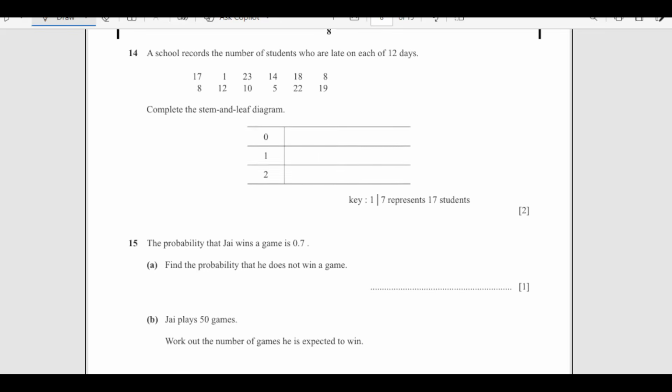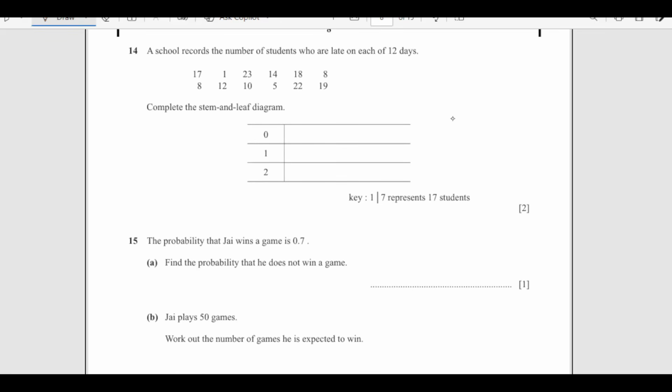Now number 14: a school records the number of students who are late on each of 12 days. So here are the records of the students. Complete the stem and leaf diagram. For the stem and leaf diagram, make sure you write this is called the stem, and this side we have the leaf. The leaves should be in increasing order. So we can start one by one. I will write it down here on the side, then we will write in the arranged order here.